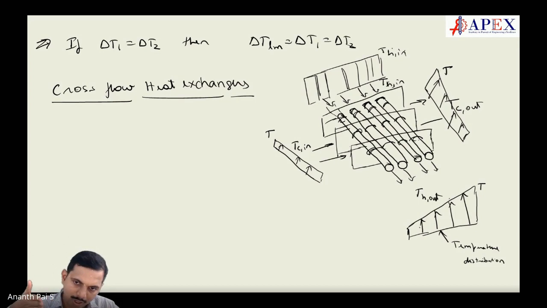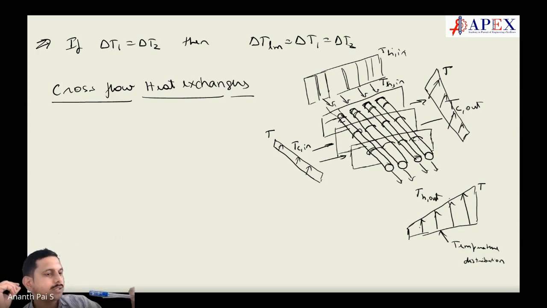The hot fluid is coming in this direction. Cold fluid is moving across it. It's cross flow. Tubes are like this, okay? These are the tubes over which the cold fluid goes. See, these are the baffles here, which avoid mixing up. It goes in one direction.